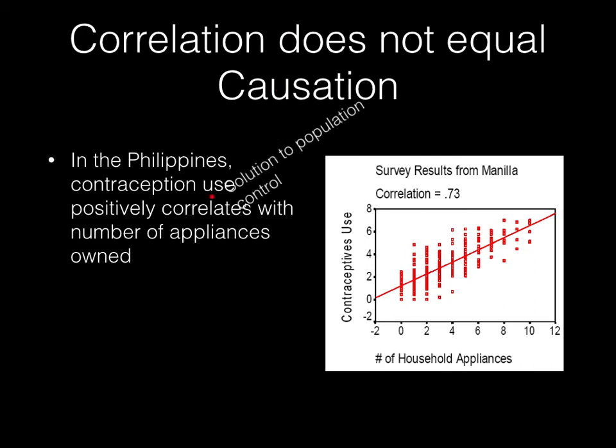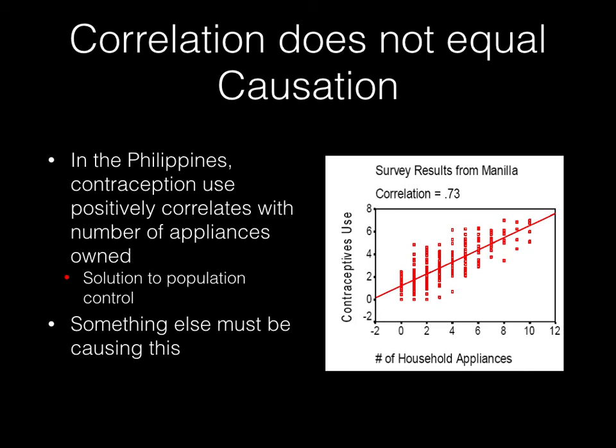Now again, this was proposed as a means for population control. But think about it. If this is really cause and effect, let's just buy everyone in the Philippines a toaster. We just increased their household appliances, and so they should all of a sudden start using more contraception. And that doesn't really make a lot of sense. So something else had to be causing this.